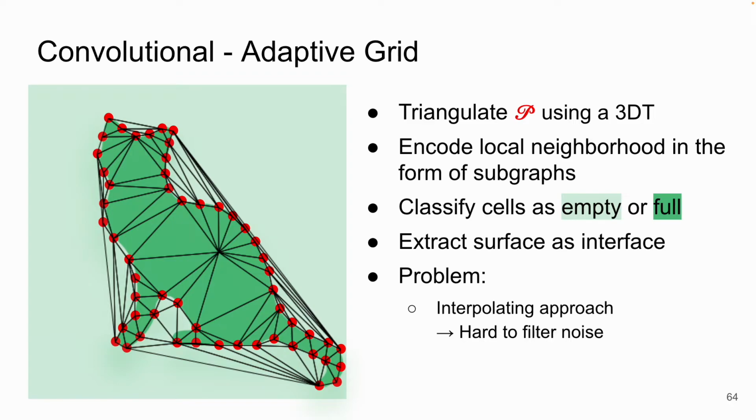But of course, also our architecture is not free of any problems. So here we have an interpolating approach, which means the surface interpolates the point set. So if we have a lot of noise, for example, in the point cloud, the extracted surface may also be noisy.